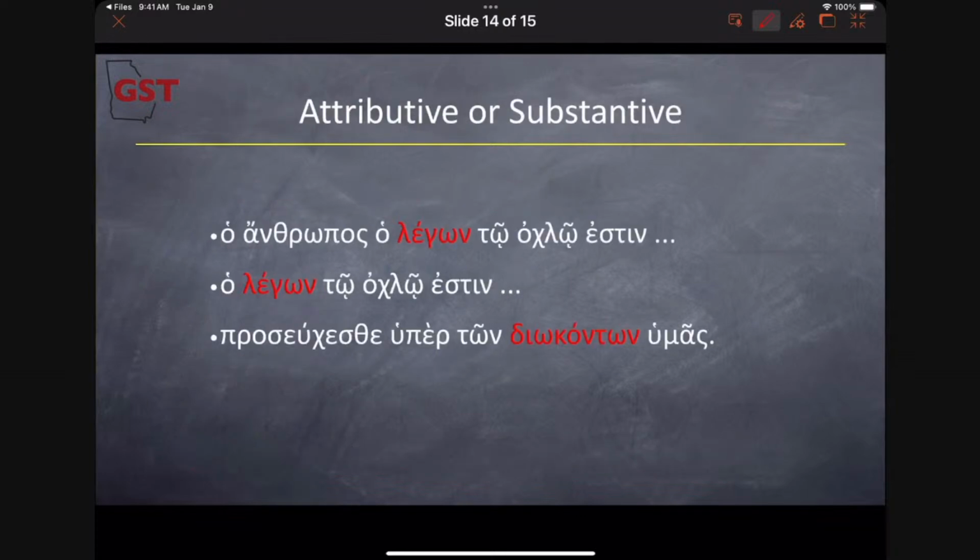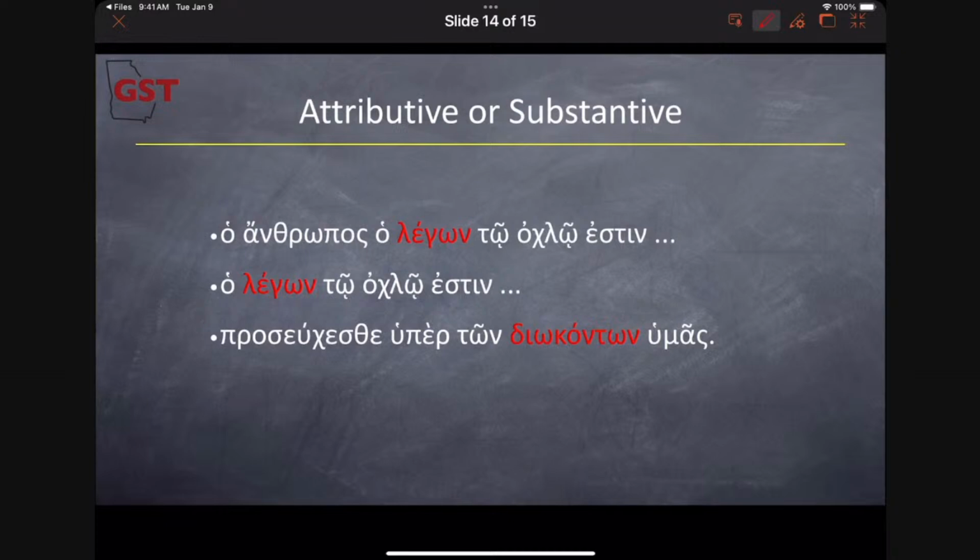Now, the first sentence here: ho anthropos ho legon to ochlo estin. Anybody want to translate some of that real quick? Legon is say, I think. Right, so it's a participle. Okay, what you say? Anthropos is man. Man. To ochlo. You might not remember ochlo. You have the dative for the article here, to, and ochlo would be the crowd. So it'd be more like to the crowd. So how might you translate this?